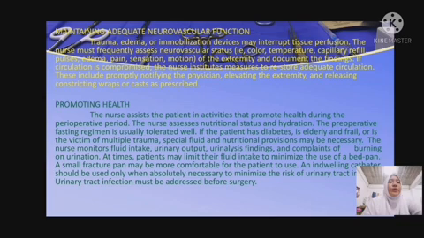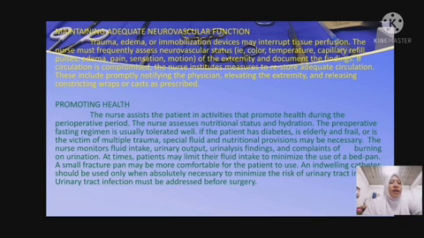For maintaining adequate neurovascular function, trauma, edema, or immobilization devices may interrupt tissue perfusion. The nurse must frequently assess neurovascular status: the color, temperature, capillary refill, pulses, edema, pain, sensation, and motion of the extremity, and document the findings. If circulation is compromised, the nurse institutes measures to restore adequate circulation. This includes promptly notifying the physician, elevating the extremity, and releasing constricting wraps or casts as prescribed.